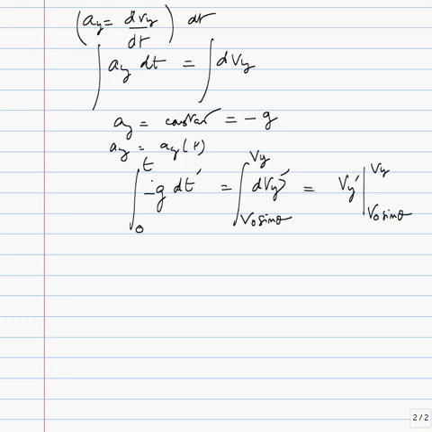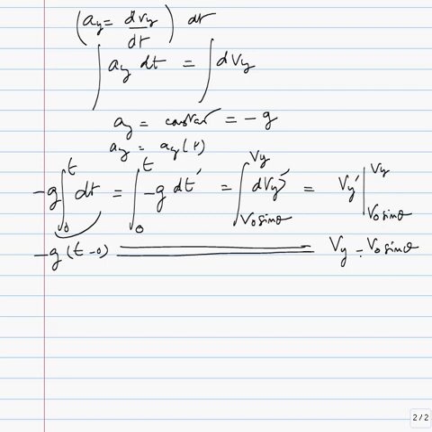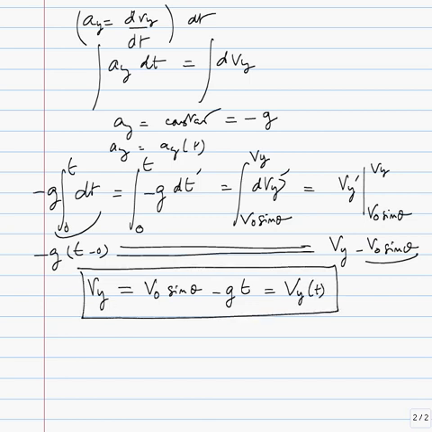The left-hand side, minus g is a constant, so technically I can take it out. So this is similar to minus g integral between 0 and t of dt. We know how to evaluate this. This is just t minus 0. So minus g times t, and here I'm going to end up with vy minus v naught sine theta. So as I move this term to the other side, I end up with vy is equal to v naught sine theta minus gt. And this is the equation of motion of the y component of the velocity as a function of time.